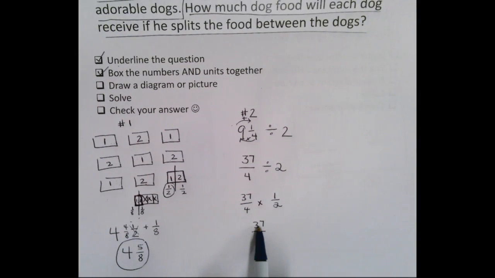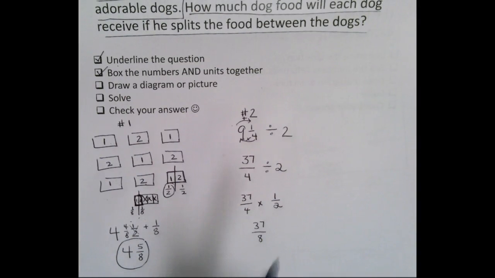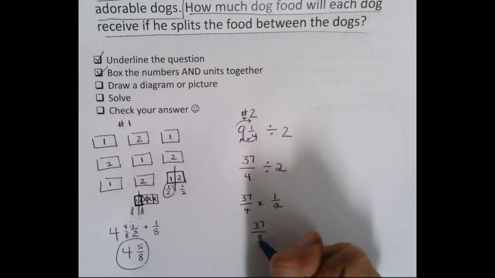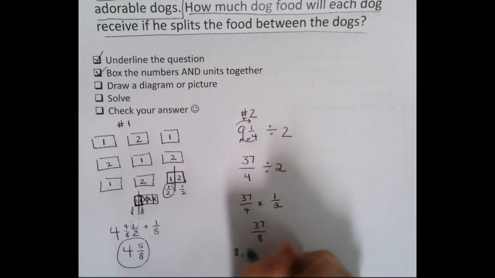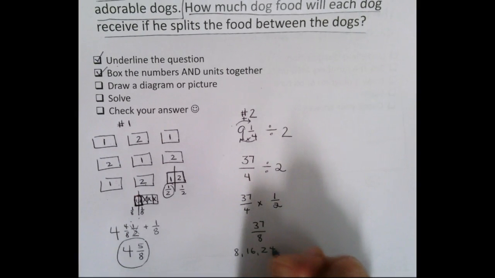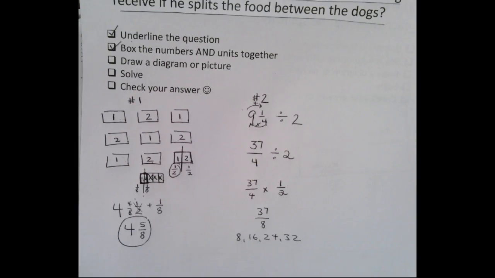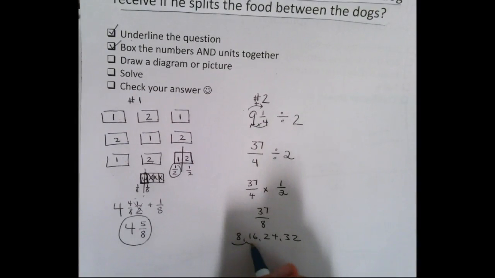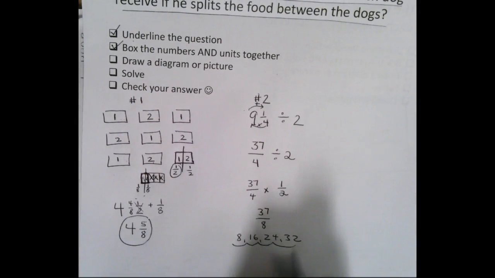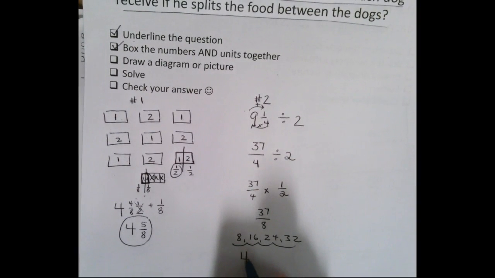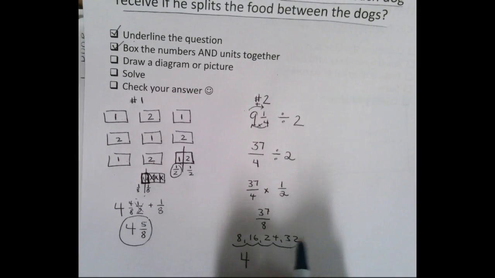We have to figure out what whole number this is. I don't think Mr. Towers is thinking I can make 37 eighths. He wants to know how many pounds for each one. So we can count by eighths. 8, 16, 24, 32. And when we're at 32, that's 1, 2, 3, 4 eighths, which makes 4 wholes. And 37 is larger than 32.